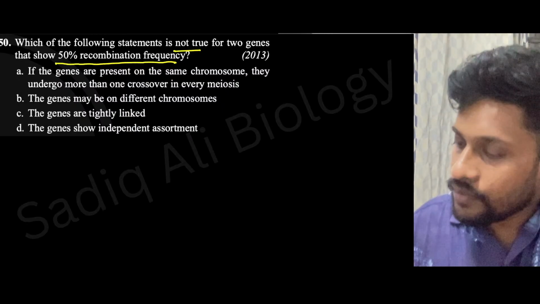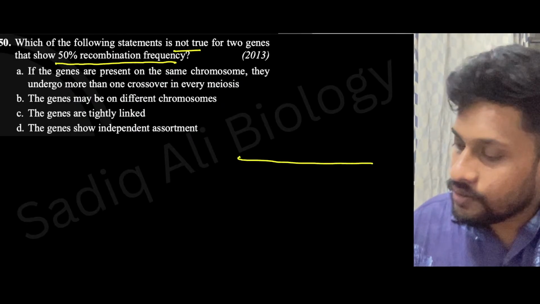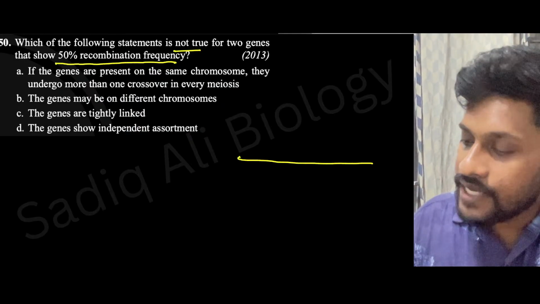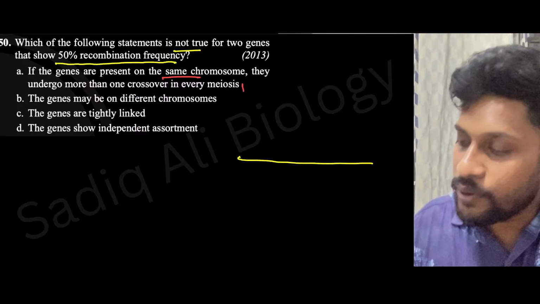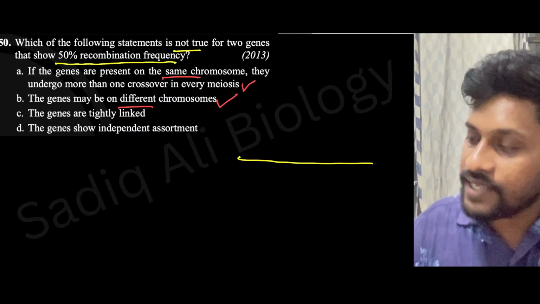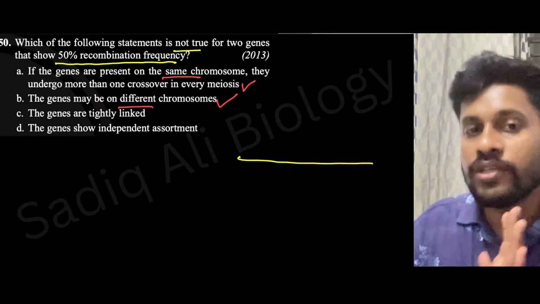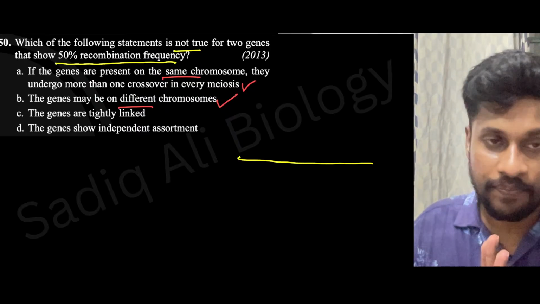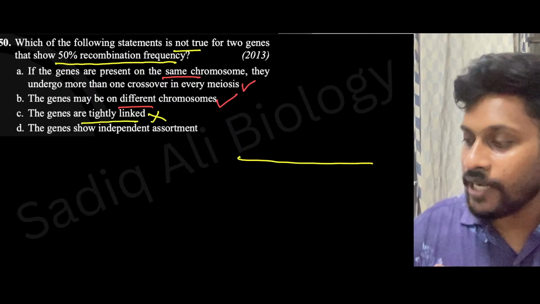Let's say this is a chromosome, and if they show 50% recombination frequency, genes are present on same chromosome and they undergo more than one crossover in every meiosis. This is true. Now, the genes may be different chromosome. True, because that's why I said genes could be either same chromosome or different chromosome. Both are possible in case of 50% recombination frequency, right? But genes are tightly linked. This is not possible.